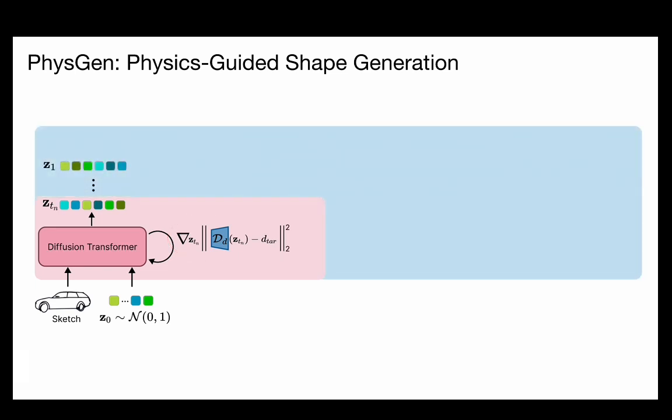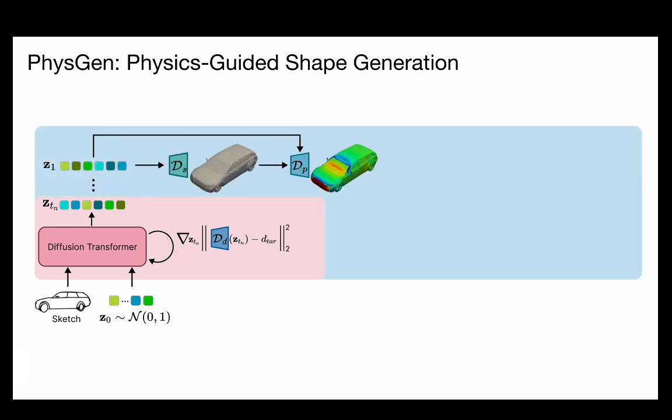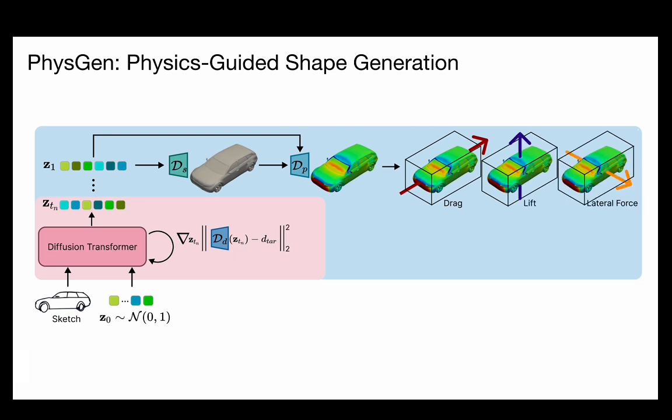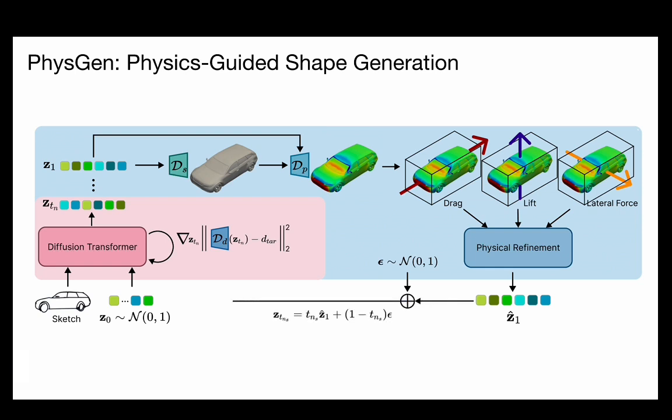Second, a physics-based refinement. We then switch to a distinct refinement step. In this step, we calculate physical properties, such as drag, lift, and lateral force. We then use the gradients derived from the discrepancy between the predicted and target physical values to guide the latent code. This ensures the generated shape evolves to meet specific physical constraints. By alternating between these steps, we ensure the generated shape evolves to meet specific physical constraints, like drag or lift, while maintaining high geometric quality.